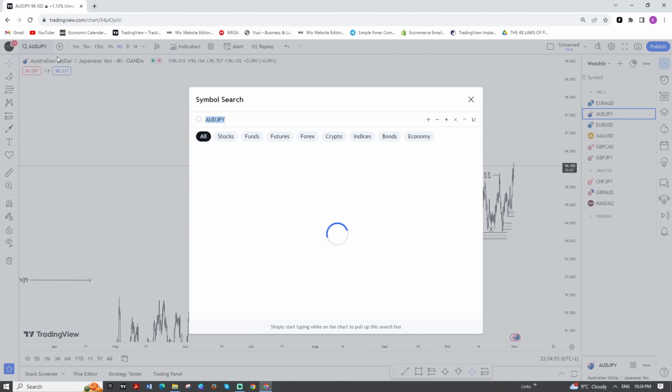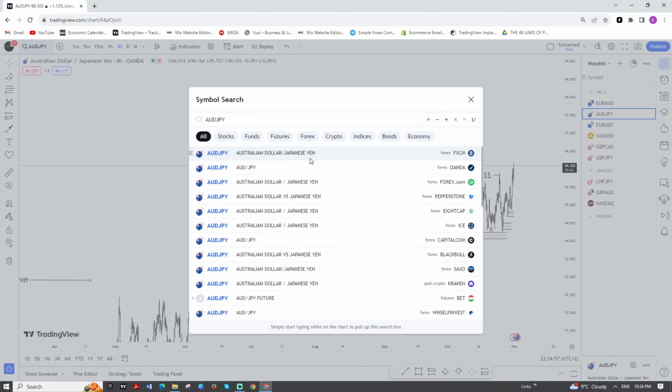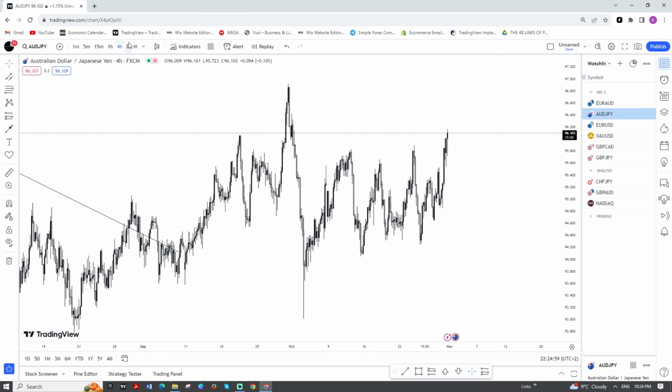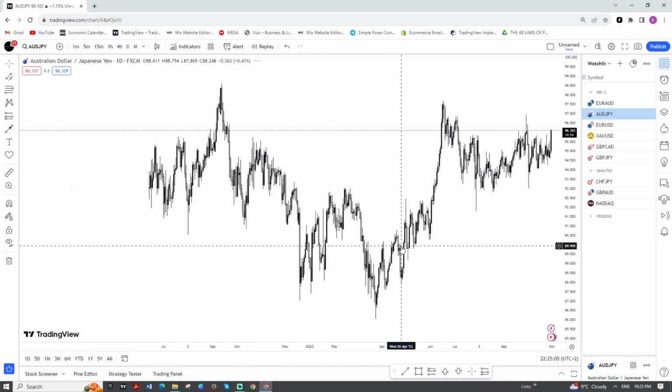Let me just go to a clean chart so that I can show you really what I'm talking about, guys. All right. Let me just clear out everything on this chart and then go to the daily time frame.